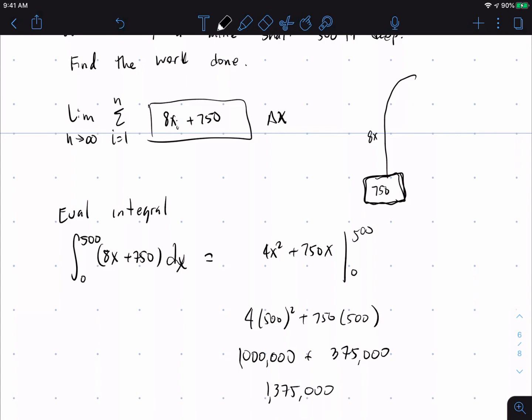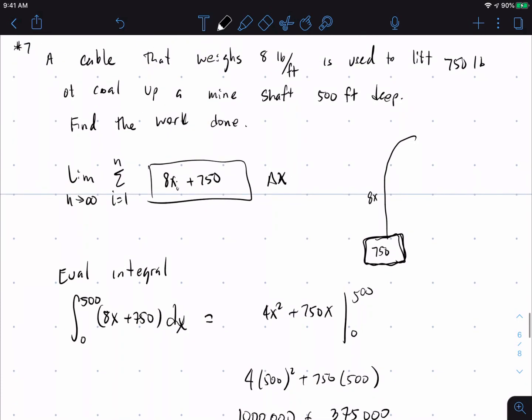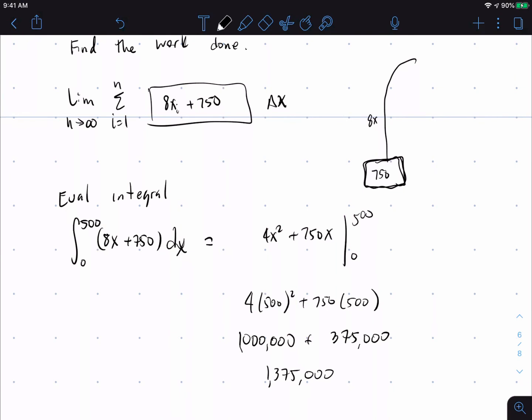And we did this in standard form, so this work that's being done here is what? What unit? Foot-pounds. We okay? Yes. All right.